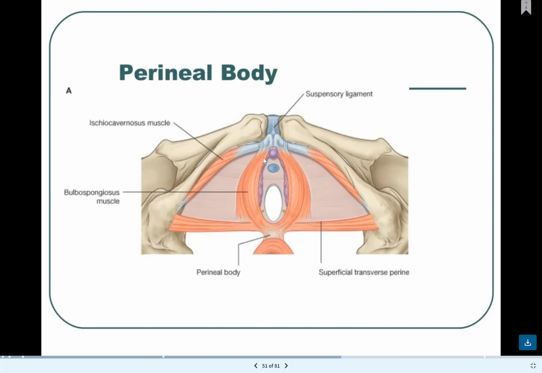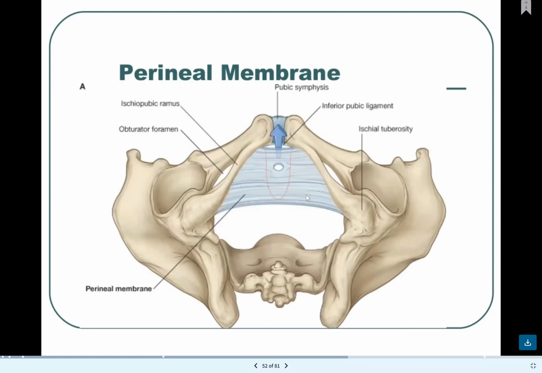So there's another muscle that comes to form around here, which we call the corpus spongiosum. But these are the cavernosa muscles. So everything we have in men, we have in females. So this is just to show the perineal membrane, which is actually at the pelvic floor.